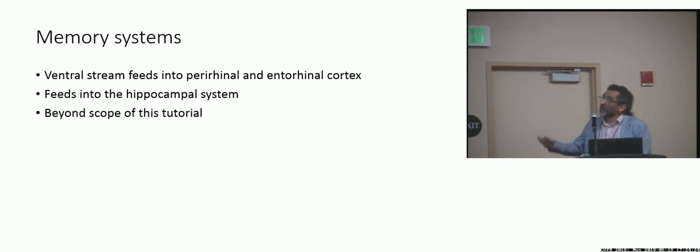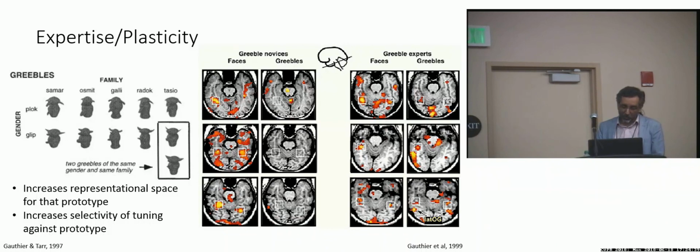So the ventral stream object representation is an identifier that feeds into perirhinal and entorhinal cortex. We can do recency, familiarity, and novelty off of it, and it feeds into the hippocampal memory system. I'm not going to go into how memory works; it's beyond the scope of this tutorial, and also probably beyond the scope of our time. But the last slide I want to give you here is about expertise.